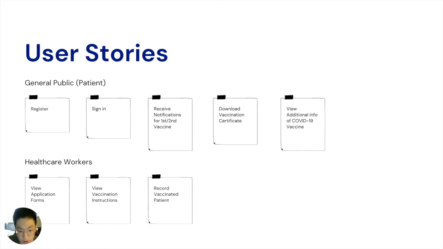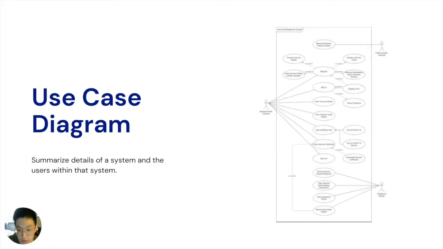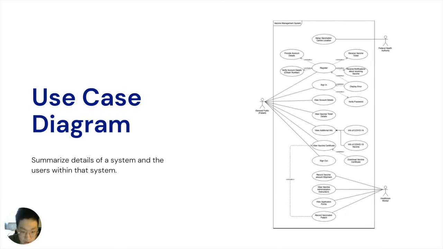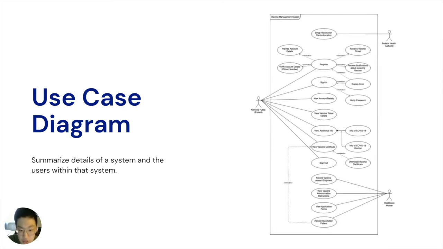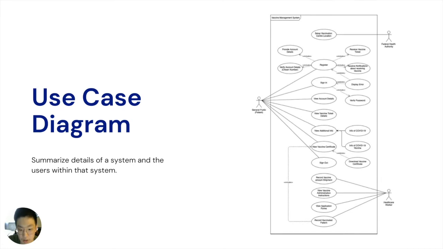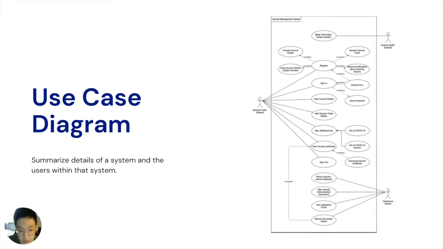And I will be talking about the use case diagrams. So for the use case diagrams, the main issue is the vaccine management system. This system belongs to the Federal Health Authority and they control the system. And the main users are all the patients who need to get vaccinated for COVID-19 and the healthcare workers who help people get vaccinated.